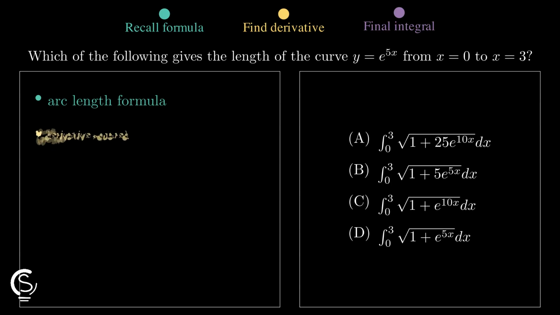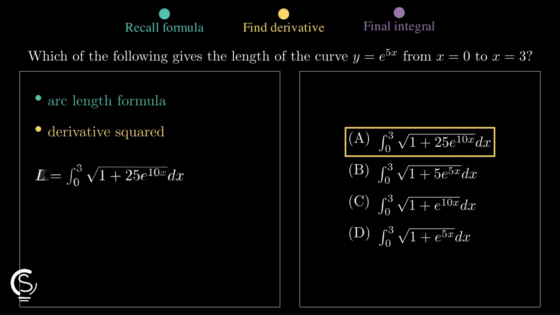Substitute the squared derivative into our formula. With bounds from 0 to 3, we get the correct expression, which means that option A is definitely our final correct answer.